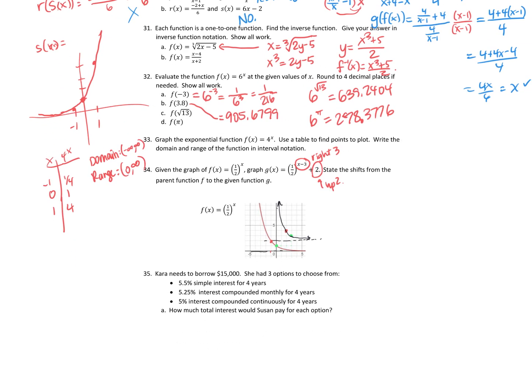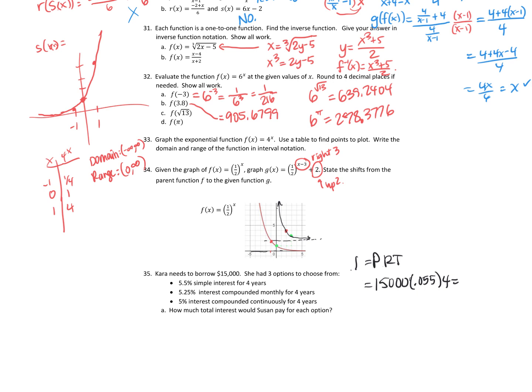Next, Kara needs to borrow $15,000. She has 3 options. So 5.5% simple interest for 4 years. So for simple interest, it's going to be interest equals principal times rate times time. So the principal is $15,000. The rate is 5.5%, so 0.055, and the amount of time is 4 years. So I can compute the amount of interest.